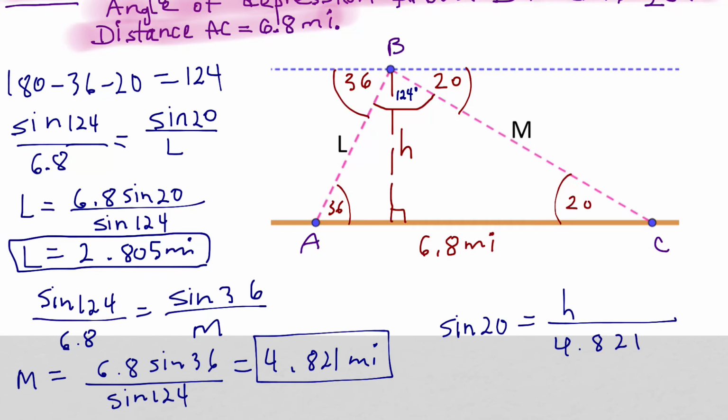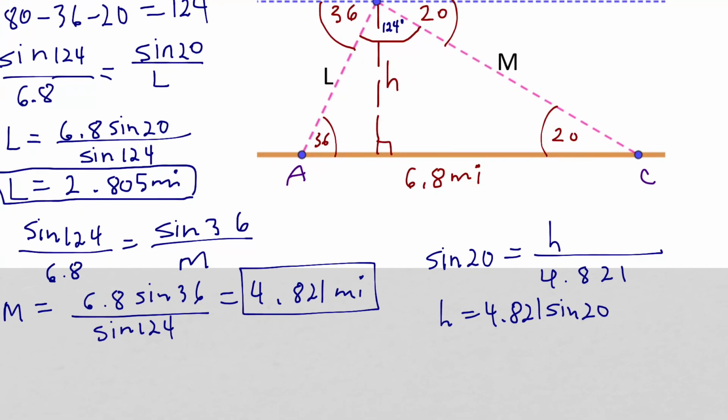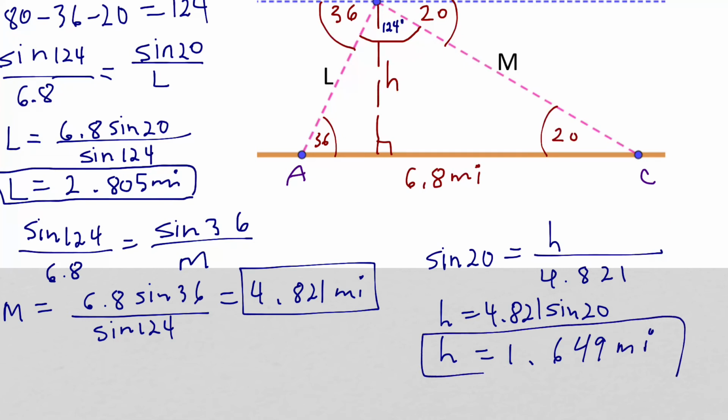So H is equal to 4.821 sine of 20. So typing that into the calculator, I get 1.649 miles. And these numbers could be rounded if necessary, but I just left them 3 digits to the right.